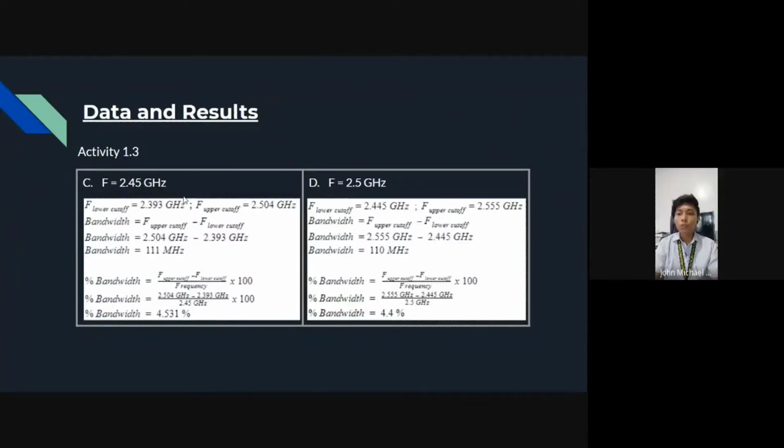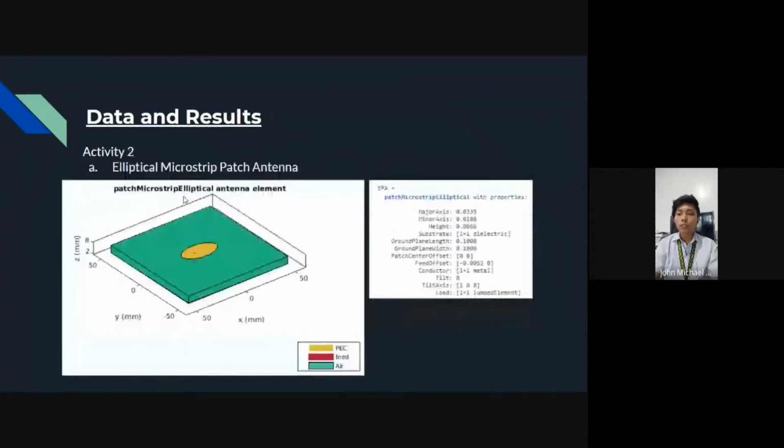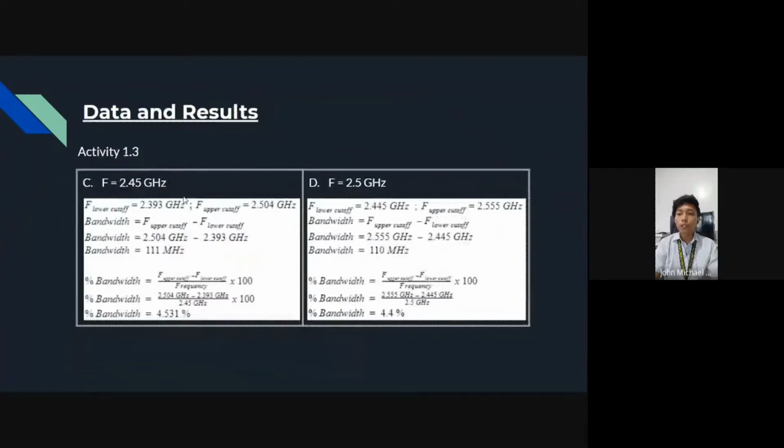We also computed the percent bandwidth of the antenna. The formula that we have used is the upper cutoff frequency minus the lower cutoff frequency, divided by the operating frequency of the antenna, times 100. As a result, the generated commands and functions through MATLAB were equivalent to the results obtained in manual computations.